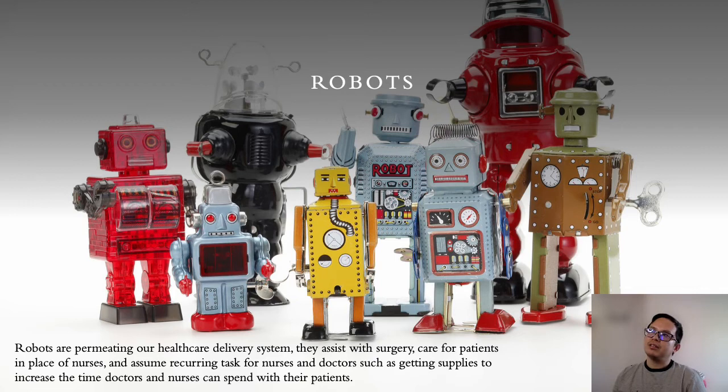And now, robots or robotics. Robots are automated or smart machines that are programmed to complete the routine tasks typically done by a person. So a robot might be automated or programmed, or non-automated. Robots are permeating our healthcare delivery system. They assist with surgery, like Da Vinci and Sophia, care for patients in place of nurses, and assume recurring tasks for nurses and doctors, such as getting supplies, to increase the time doctors and nurses can spend with their patients.